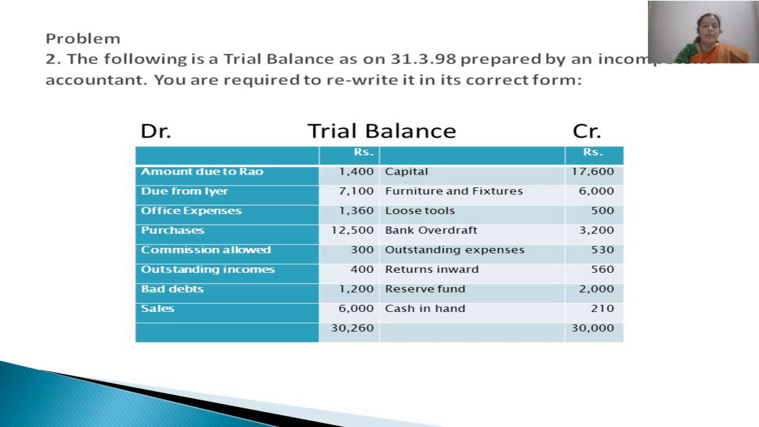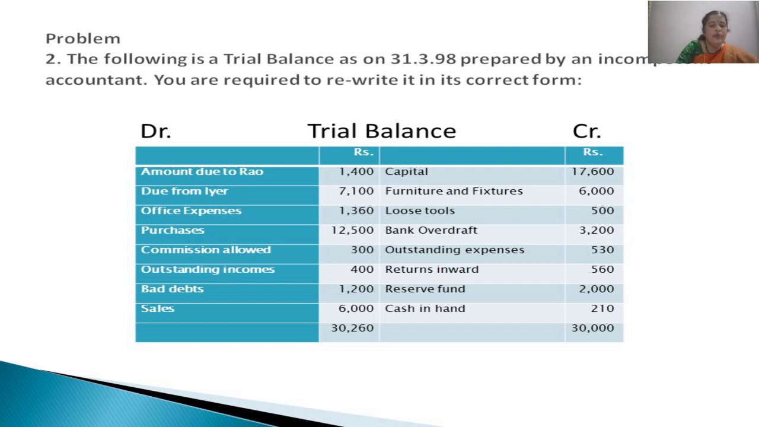So the trial balance he has prepared like this, and in the debit balances he has shown these accounts along with their amounts, and in the credit balance column he has shown all these. Our duty is to check all these things and write it in a proper form, as we have learnt already the proforma of the trial balance, and see that the trial balance is tallied.